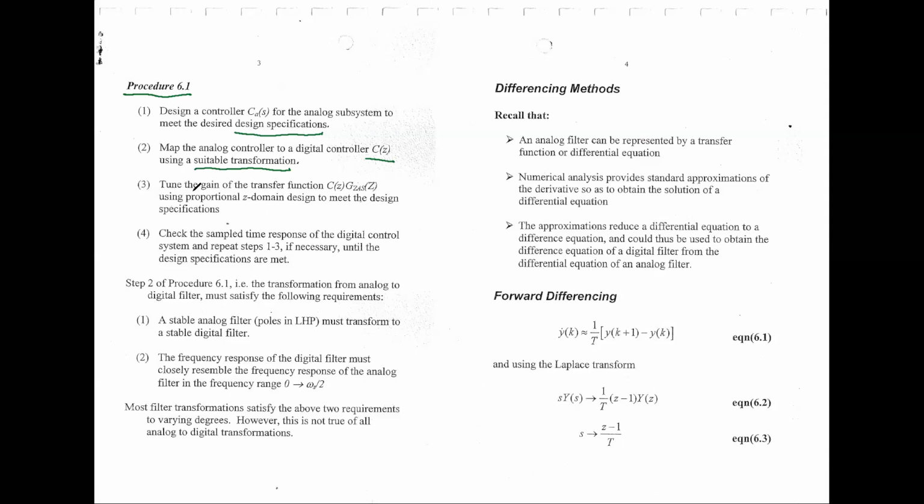Here we have to tune the gain of this transfer function after converting into a digital controller using bilinear transformation. Number four, check the sampled time response of the digital control system and repeat steps 1, 2, 3 if necessary until design specifications are met.